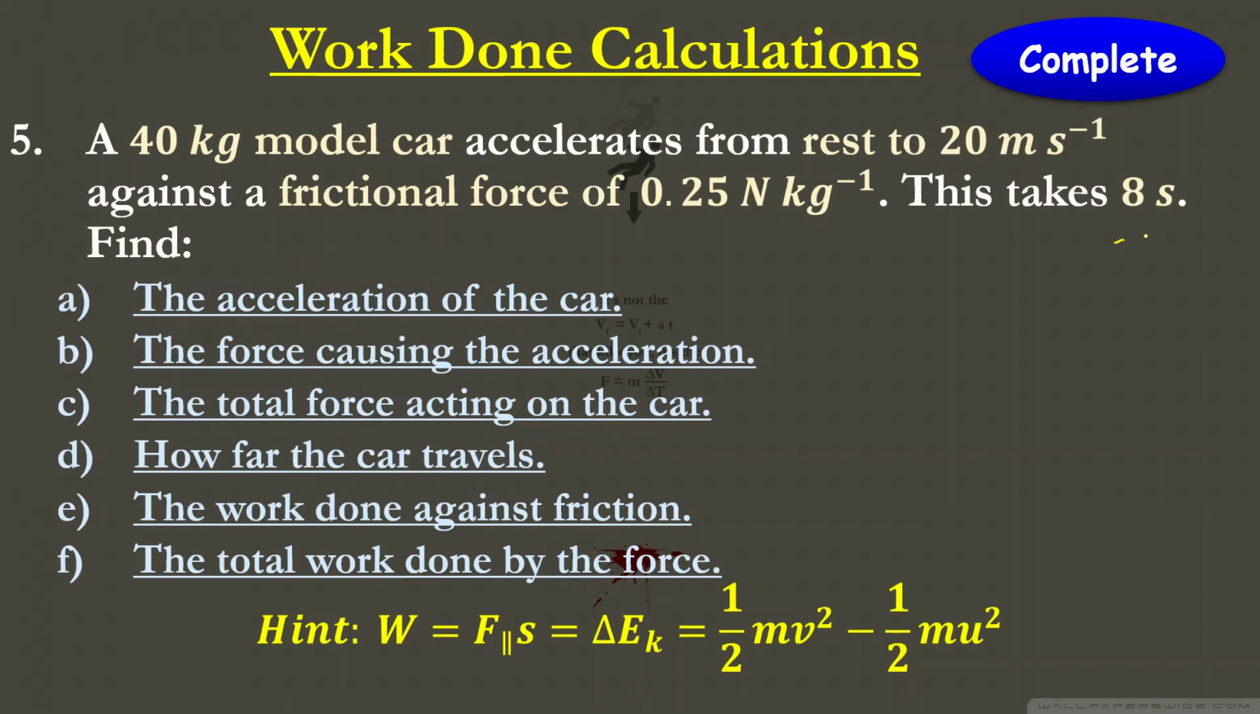Alright, we're down to the last question for work done and kinetic energy. This question, we have the car model of 40 kg. It accelerates from rest to 200 meters per second. It has friction force 0.25, that's the numbers, and it takes 8 seconds for that acceleration to occur. These are all the questions related to it. Let's break it down one by one.